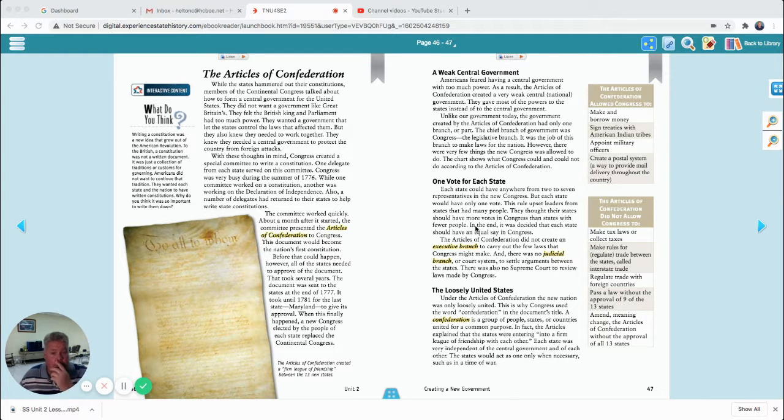Let's go back to where we ended yesterday on pages 46 and 47, because we were just introduced to the Articles of Confederation. Now, remember yesterday, let's review what we talked about. After the Revolutionary War, we became a new country, the United States of America. We won our freedom, so we had to have a government for our new country. And we talked about the beginnings of that plan, called the Articles of Confederation.